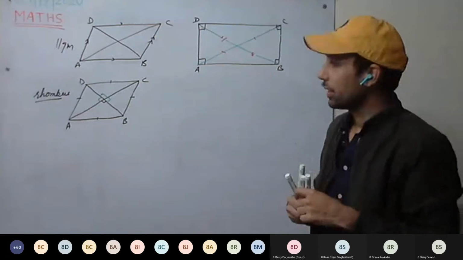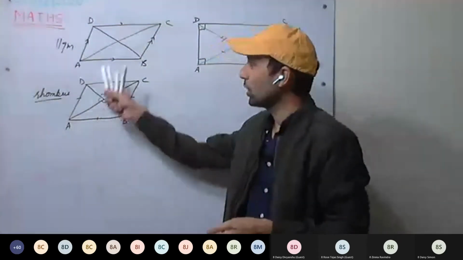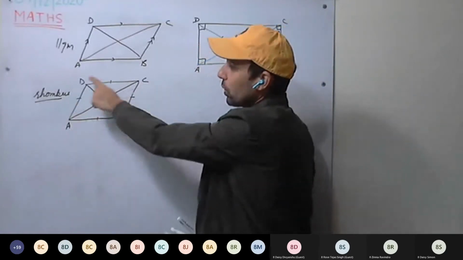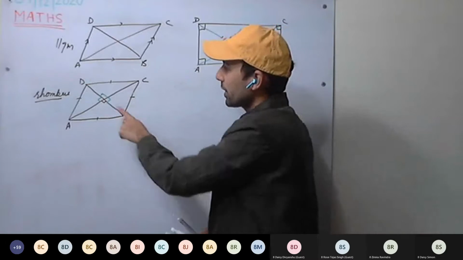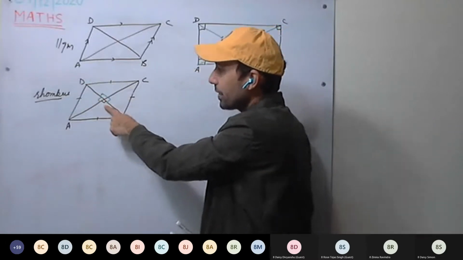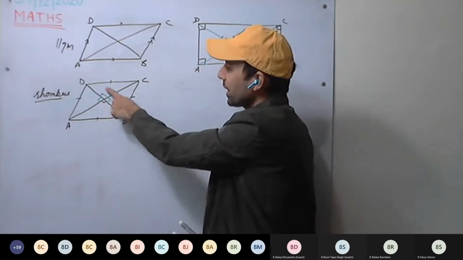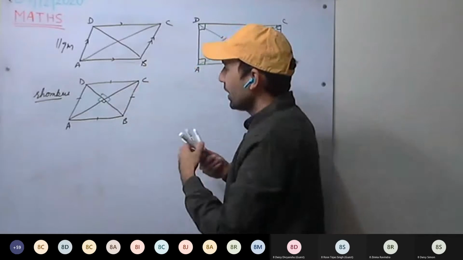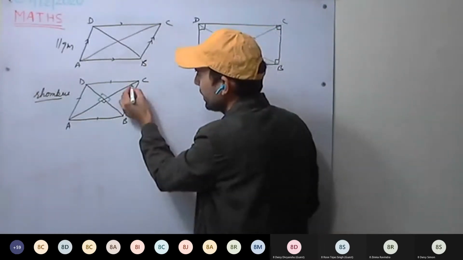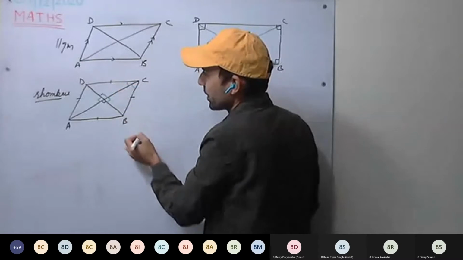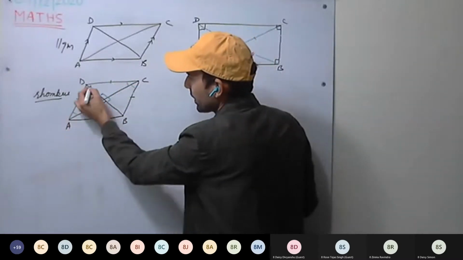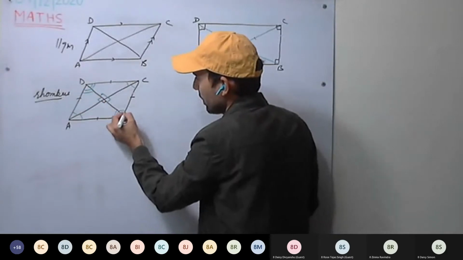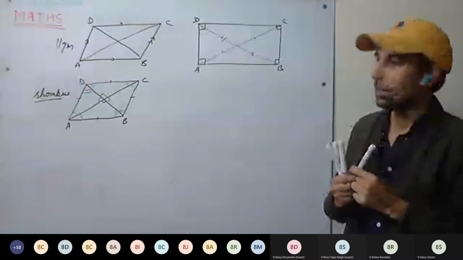There's one more property. A rhombus will follow all the properties of a parallelogram. What is extra? Adjacent sides are equal, that means all sides are equal. And what more? The diagonals bisect each other at 90 degrees, at right angles. As well, diagonals in a rhombus bisect the angles.